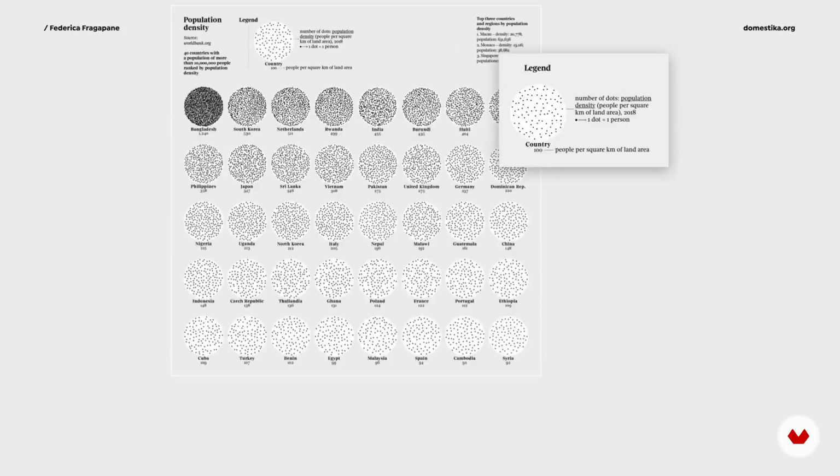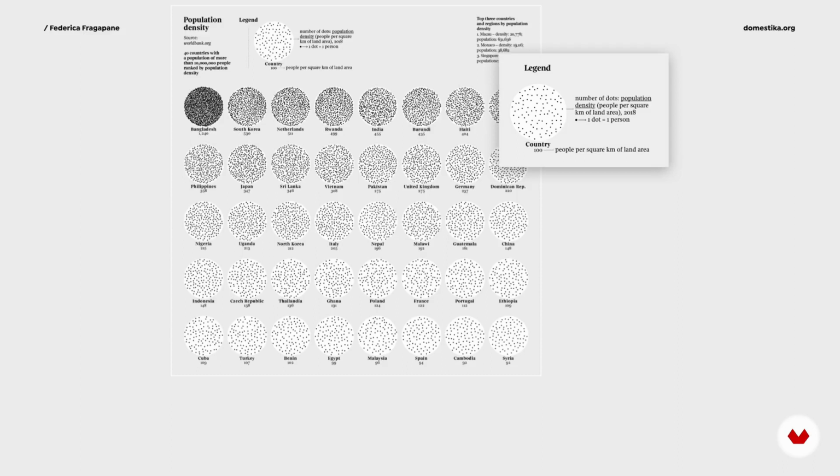Here, I wanted to design a straightforward visual model to clearly communicate this density information. So, for each country, I designed a circle, and the number of dots within the circle represents the population data. One dot is one person.